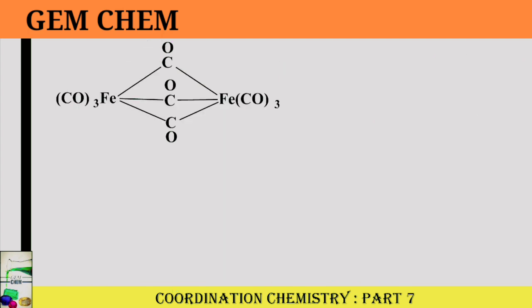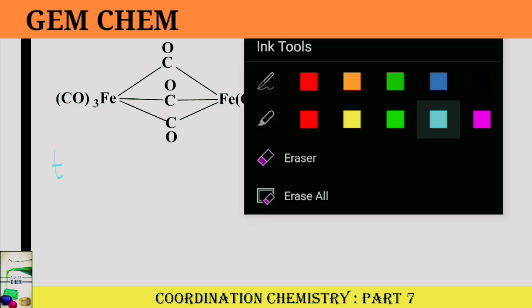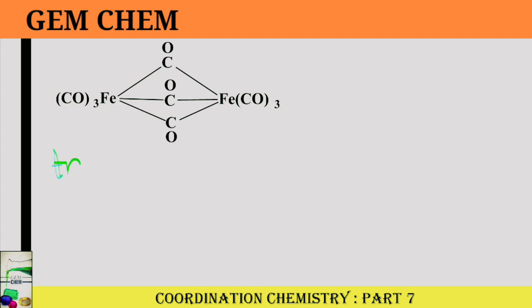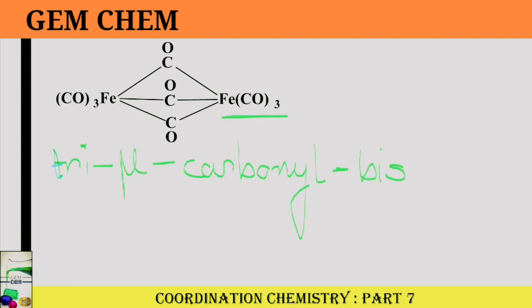Now we are going to shift to our next example, that is this one. So here you can see that there are 3 ligands which are acting as bridging ligands. So we are going to write it as, see here, tri, then give a dash mu, then write down carbonyl, because this is a carbonyl group in the bridging ligand, give a dash bis for the two parts present this side and this side.